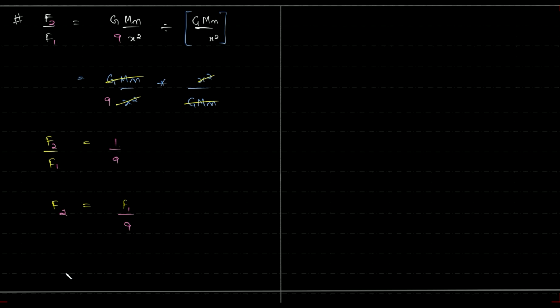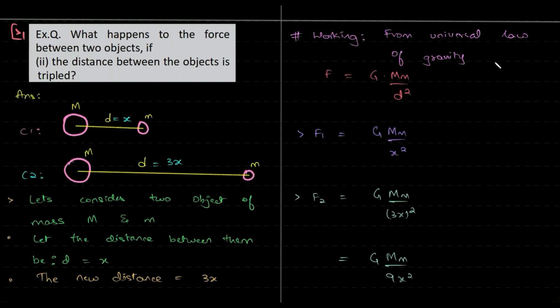So at the end of it, we can tell the force between the objects got reduced by 9 times. Is it not? Reduced by 9 times. That is a keyword, and of course 9 times as well. Okay, so this would be your answer.